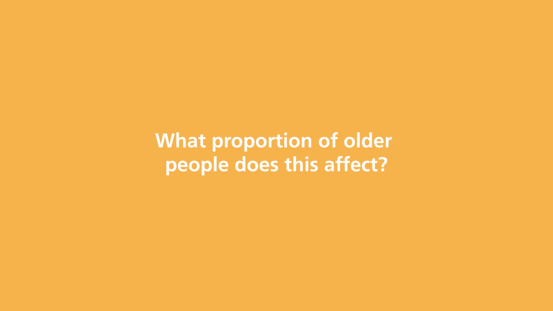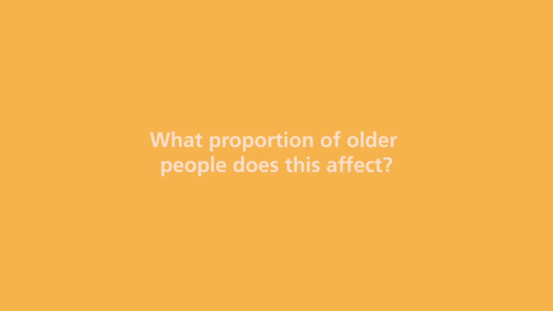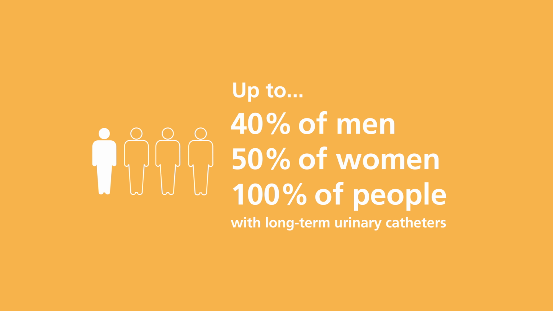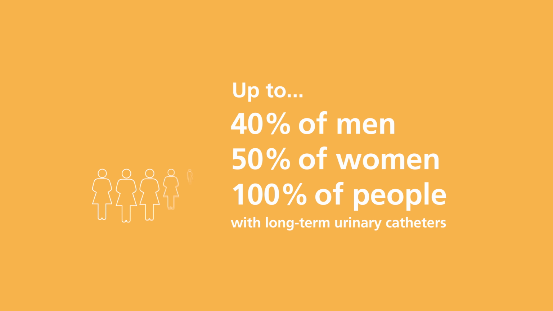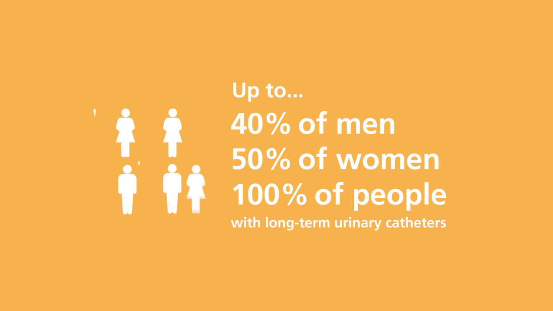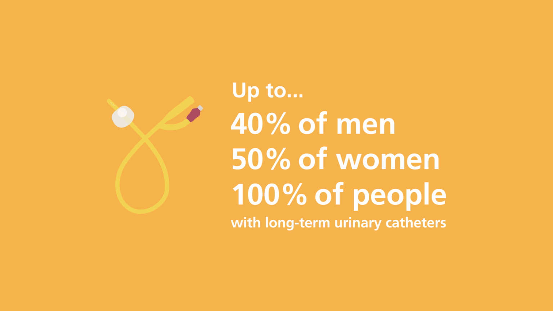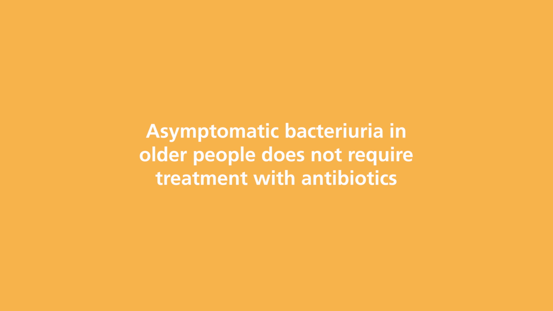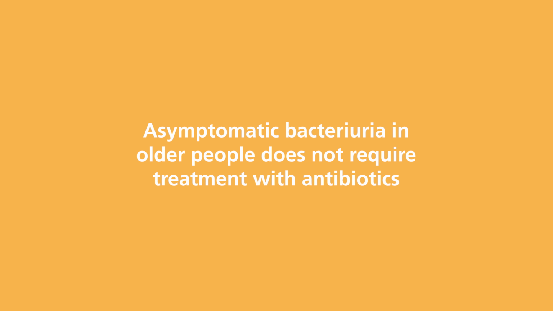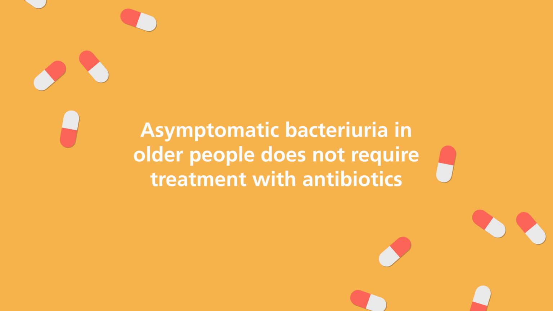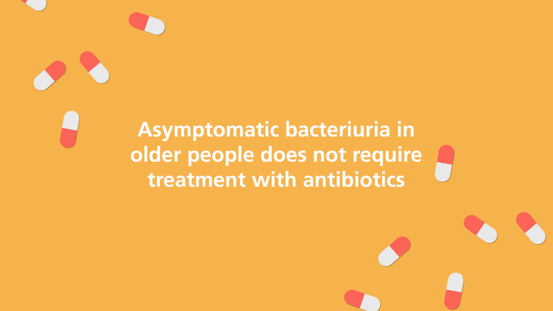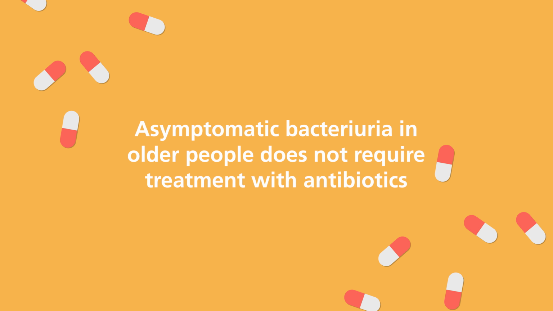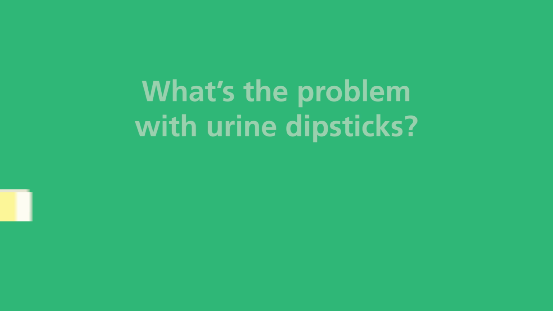So what proportion of older people does this affect? Studies have shown that up to 40% of older men, 50% of older women, and 100% of people with long-term urinary catheters have bacteria in their urine without signs or symptoms of an infection being present. Asymptomatic bacteriuria in older people, or those with catheters, does not require treatment with antibiotics. And in fact, antibiotics may cause harmful effects.